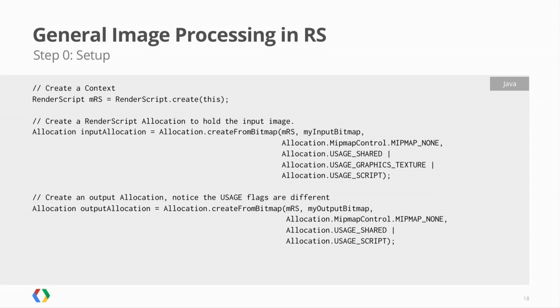But the next step you'll want to do is actually create one of those RenderScript allocations. And typically, if you're doing image processing, your input's probably going to be a bitmap.